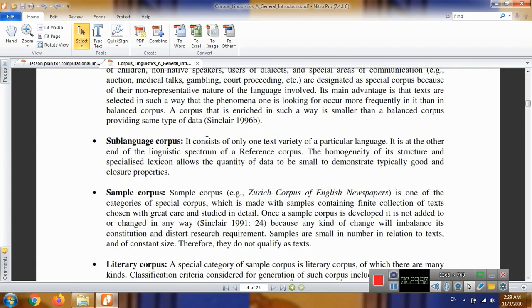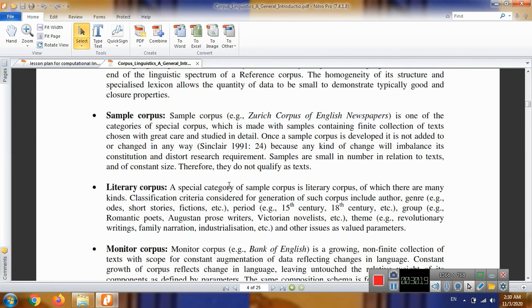Another type is the sublanguage corpus. It consists of only one text variety of a particular language. It is at the other end of the linguistic spectrum from a reference corpus. The homogeneity of its structure, and especially lexicon, allows the quantity of data to be small to demonstrate typically good closure properties.